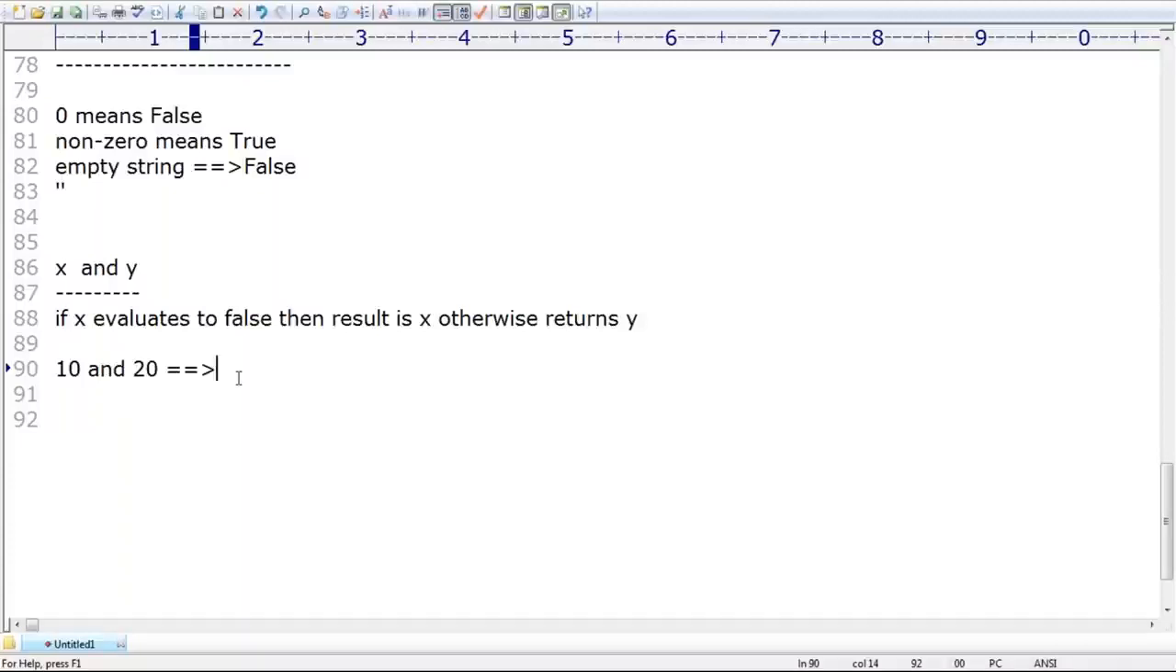Okay. Very simple. How can you consider 10 as true? Some person is asking. Already I told, right? Non-zero means true. 0 means false. Are you getting it? Can you please observe that? Non-zero means true and 0 means what? False. Okay. Everyone, can you please tell what is the answer?